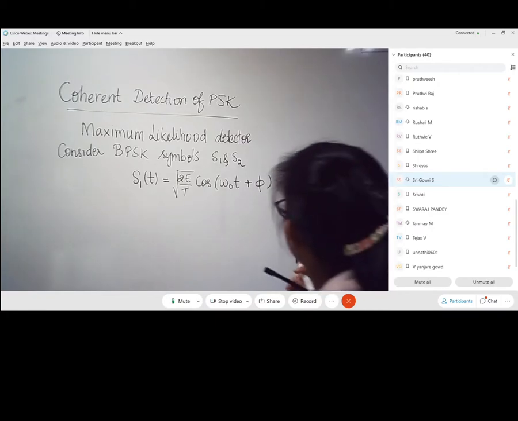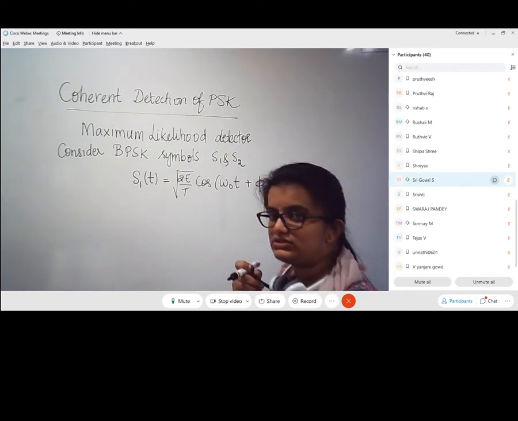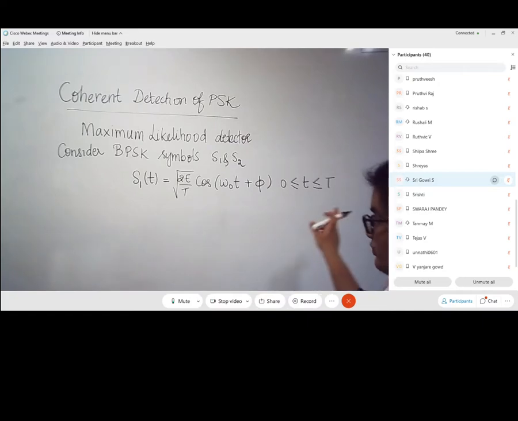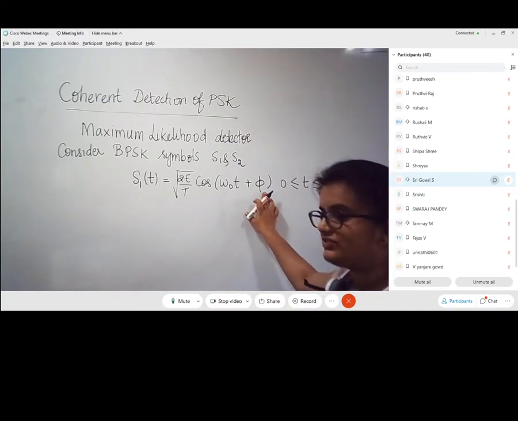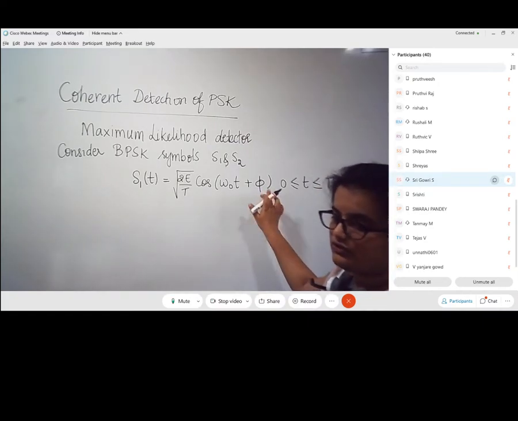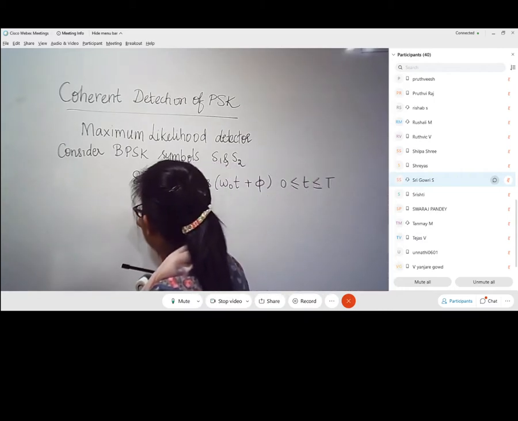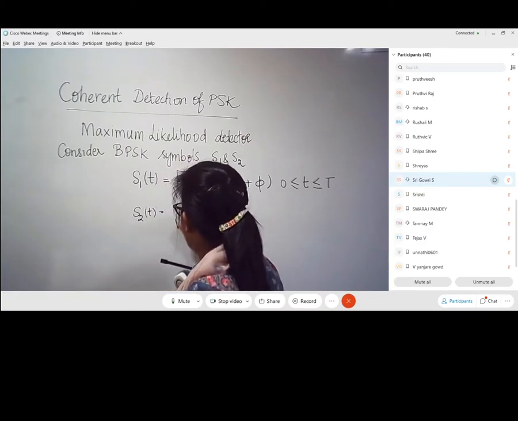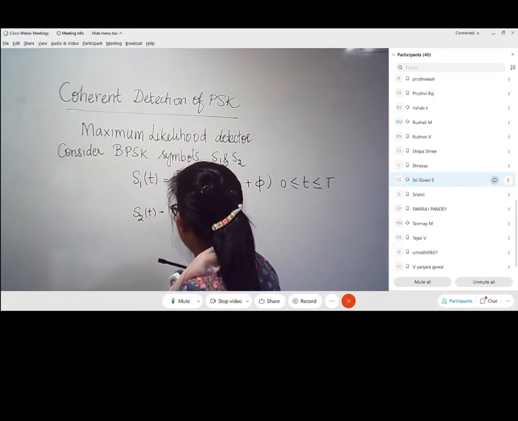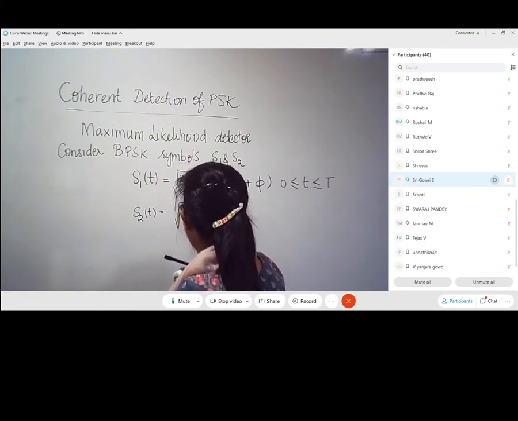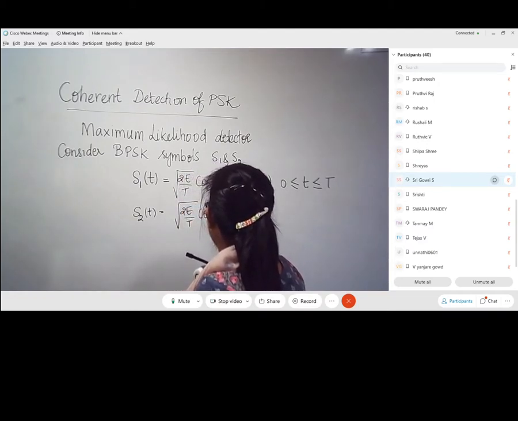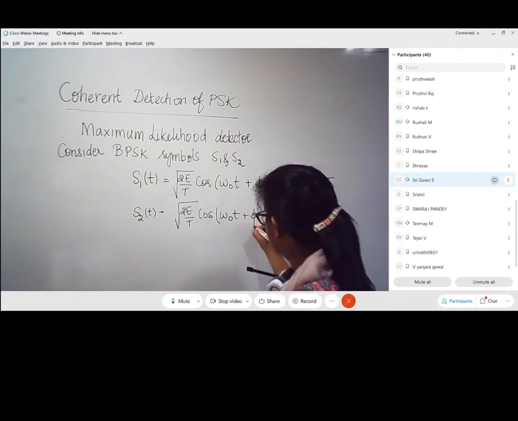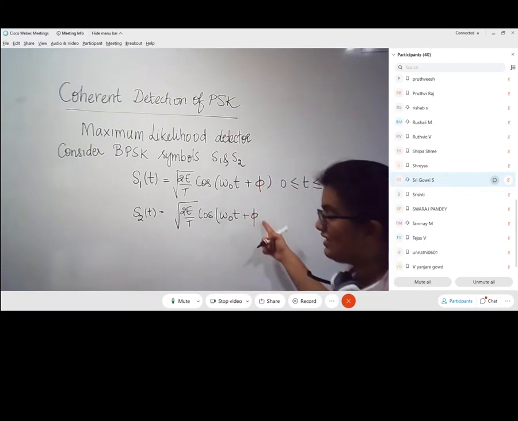Okay, ma'am, I'll continue. So S1 is normally represented for one symbol duration, and for one symbol duration the starting phase of the carrier is considered to be phi. So similarly, now I can write this symbol S2, where it will have the same amplitude, root 2E by T, the cos carrier signal with the same frequency, and the initial phase will also be the same, but this will be 180 degrees apart.